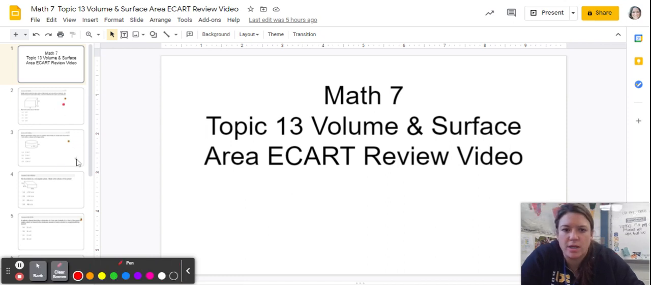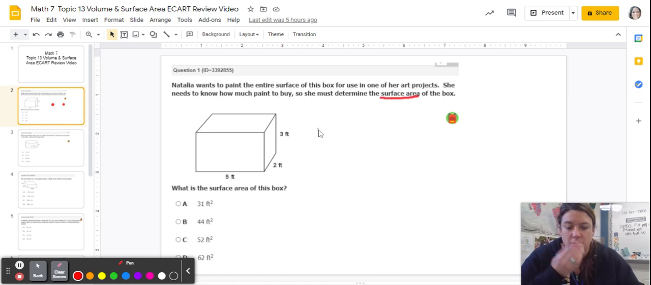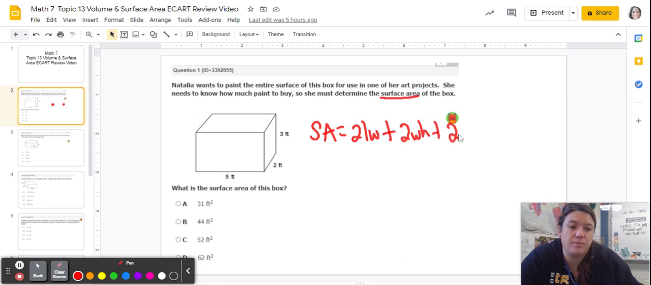All right, question one looked like this. Natalia wants to paint the entire surface. She needs to know how much paint to buy, so she must determine the surface area of the box. So the surface area of a rectangular prism is, after looking at the formula sheet, you needed the formula sheet and you're going to follow this big long formula.